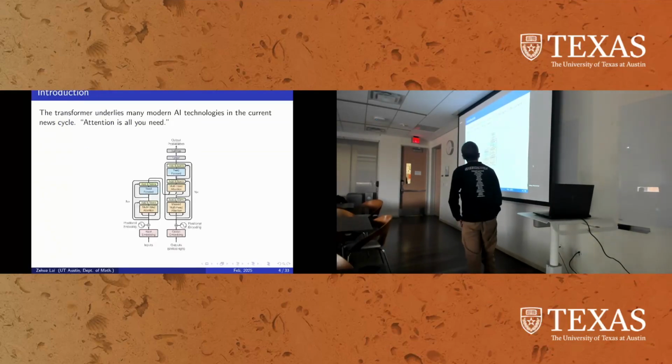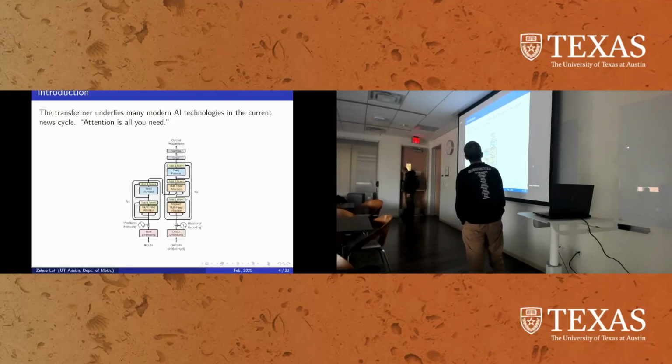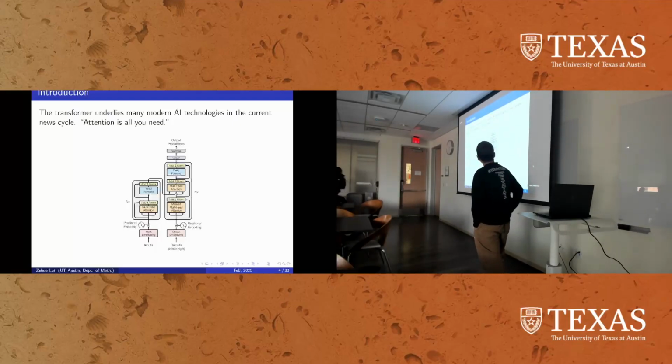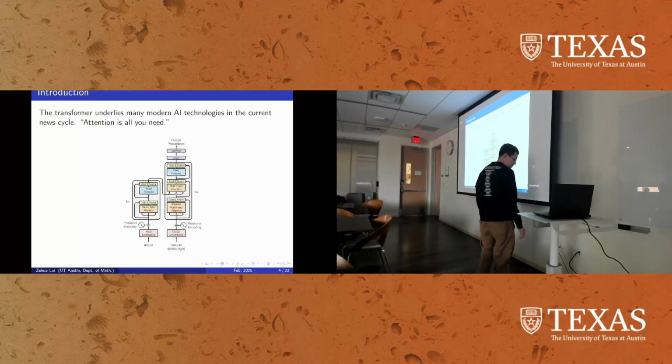So the main focus of this work is the transformer. The transformer underlies many modern AI applications, especially all kinds of large language models. So this is the original Attention Is All You Need paper. This is the graph I directly copied from that paper, and this structure defines the so-called transformer. And I will give you the precise definition shortly.